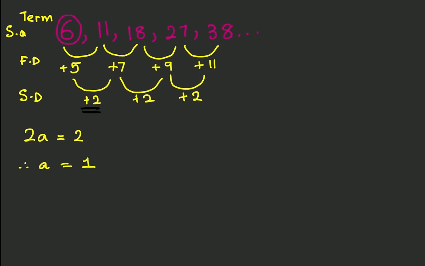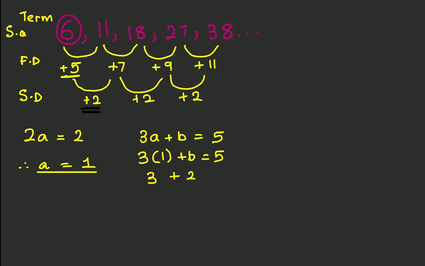Now let's apply a equals 1 to a different equation. We have 3a plus b is equal to the first term of the first difference, which is 5 in this case. We can't solve this directly because there are two unknown variables. But since a is equal to 1, we can plug in the value of a here. So that's 3 into 1 plus b is equal to 5. Now I'm sure we're able to solve it. So 3 plus b is equal to 5. Therefore, b is equal to 2.